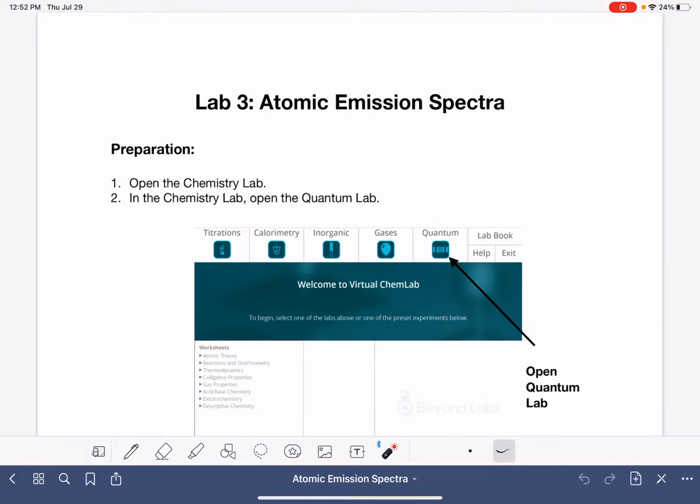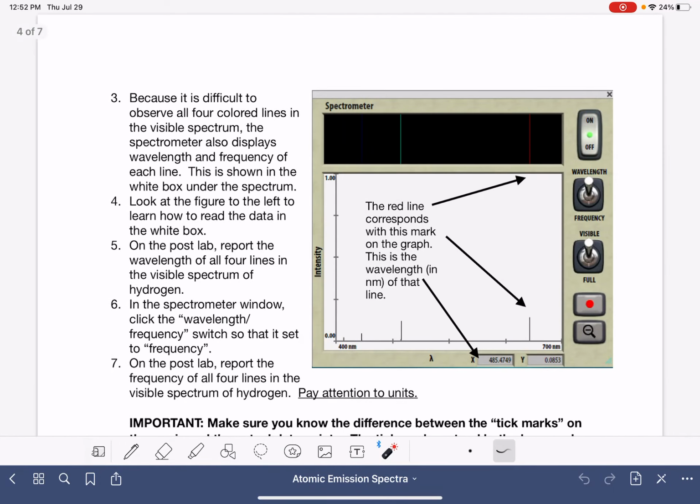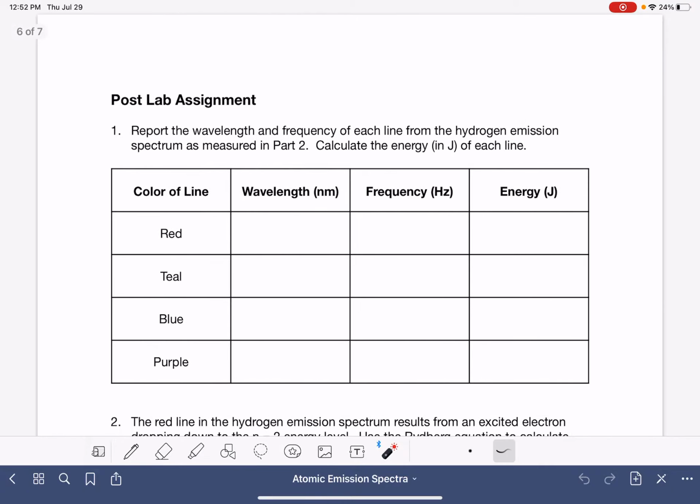So in this video, I'll walk you through the post-lab analysis for Lab 3, atomic emission spectra. Not talking about the procedure, just the post-lab.